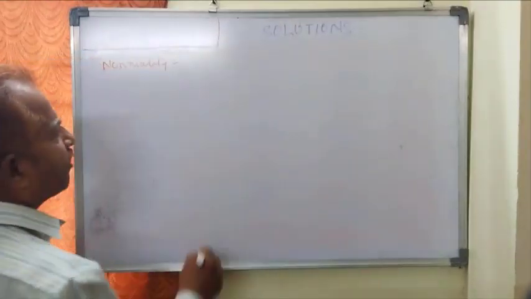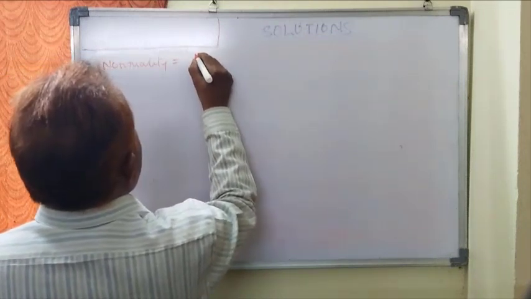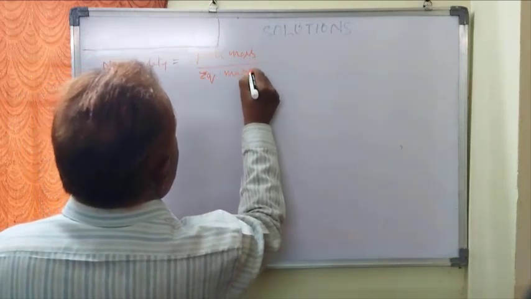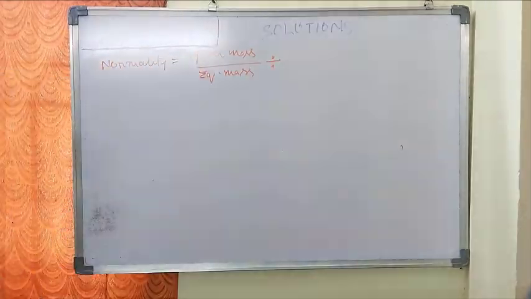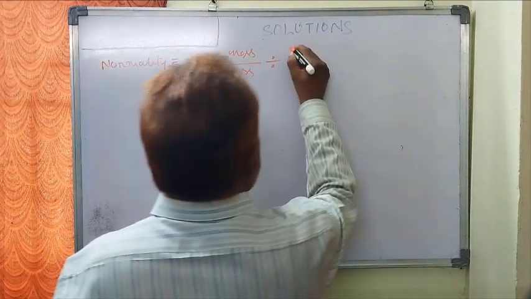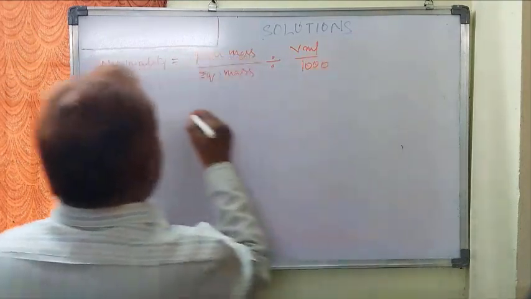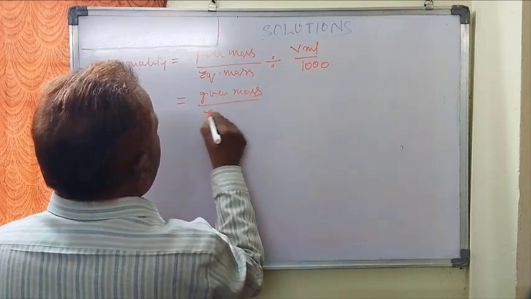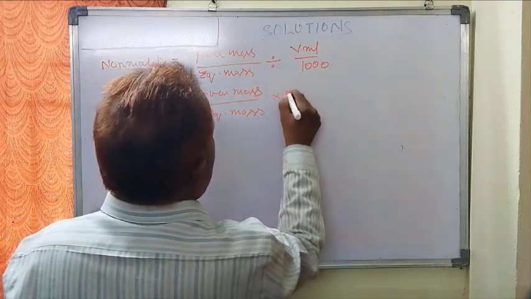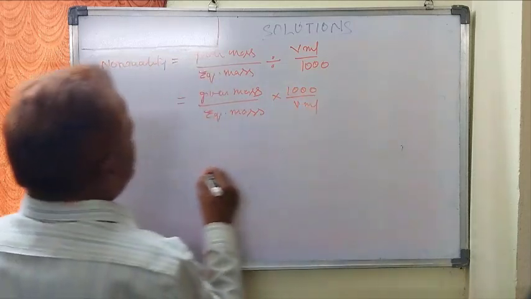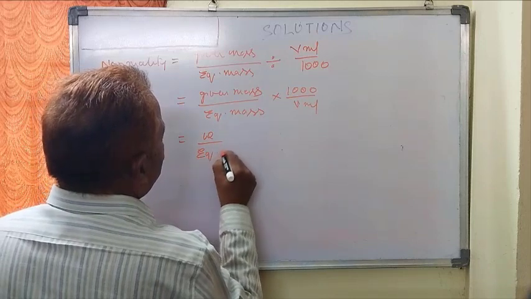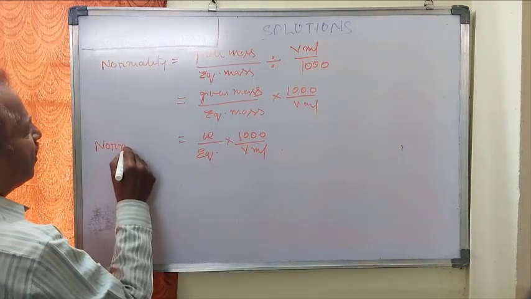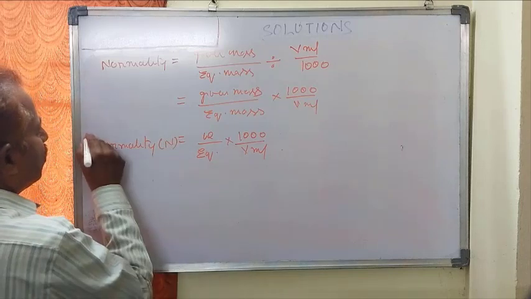So how do we get the number of gram equivalent weights? This is given mass by equivalent mass, divided by the volume of solution. Volume of solution may be given in milliliters, therefore it may be V mL by 1000. This is nothing but given mass by equivalent mass into 1000 by V mL. So this is W by EQ into 1000 by V mL. This is the formula for normality N. So keep this in a box.